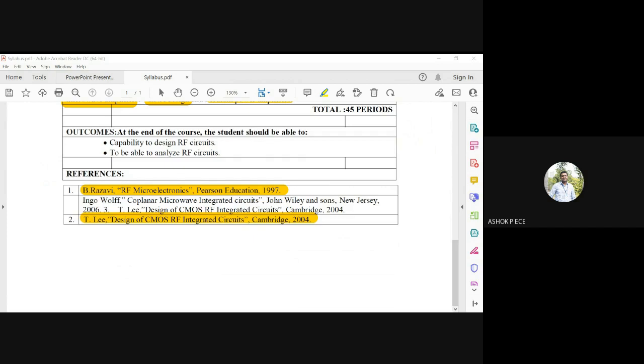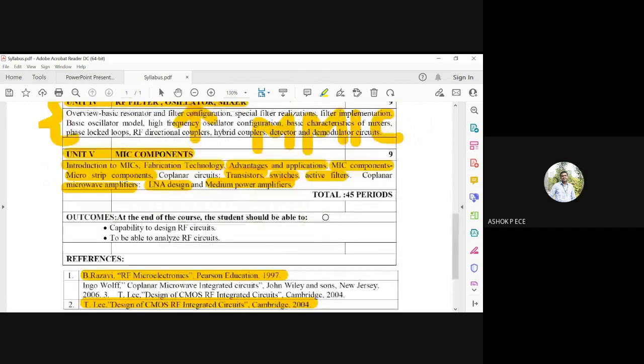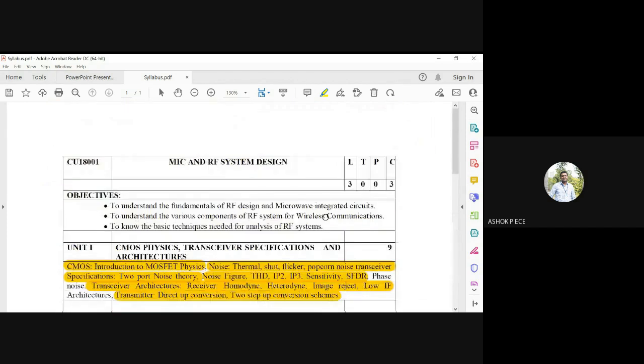So that is the overview of the syllabus for our subject CU 18001, MIC and RF system design. Any queries or doubts you have in this? If anything is very difficult to follow in what I have taught you about the syllabus, or is new to you, please let me know so that I can give you some basics of that. Are things looking easy for you?